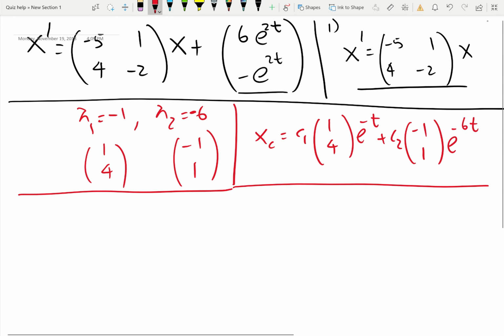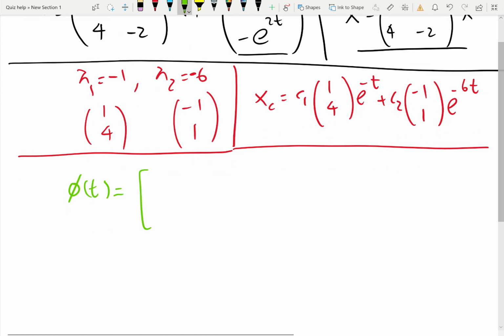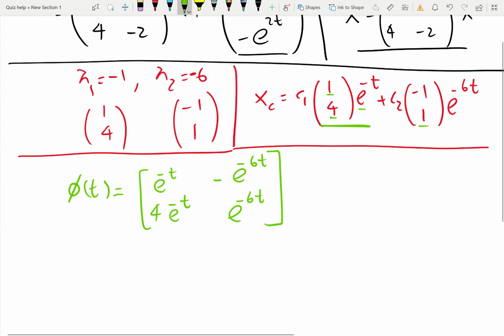Now what you do is construct the fundamental matrix. Phi t is really the matrix. You take the first part, capital X1, which is 1 times e to the negative t is e to the negative t, 4 times e to the negative t is 4 e to the negative t. The second column is negative e to the negative 6t, and 1 times e to the negative 6t is e to the negative 6t. So this is phi. Save it.